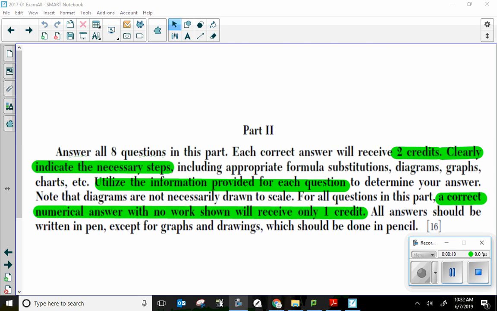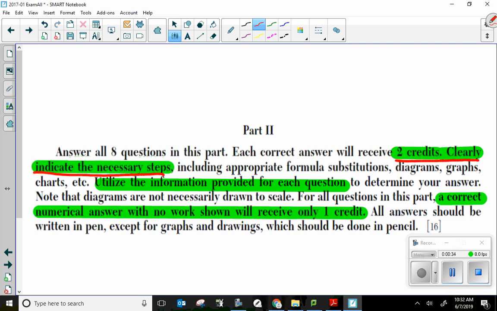And as usual, part 2's short answers. We will start by reading the directions. Answer all 8 questions in this part. Each correct answer will receive 2 credits. If you just put the answer down without any work, you get 1 point. This happens to be out of 2, and that's nice.